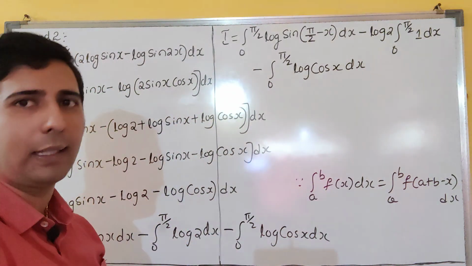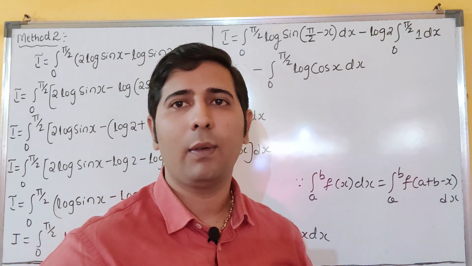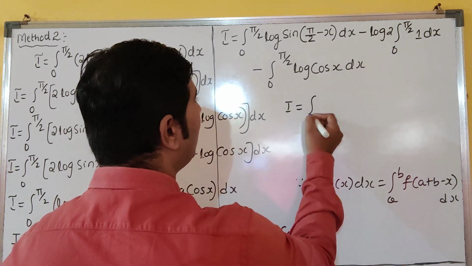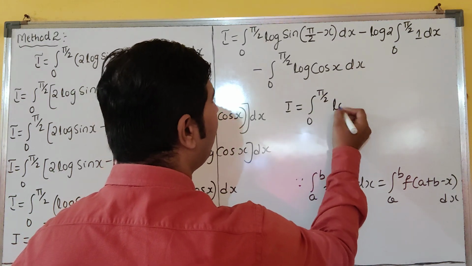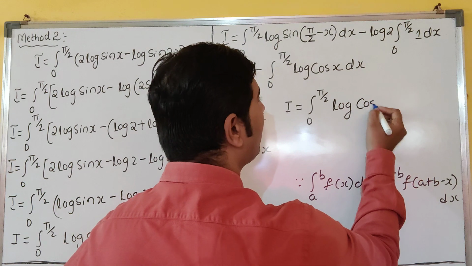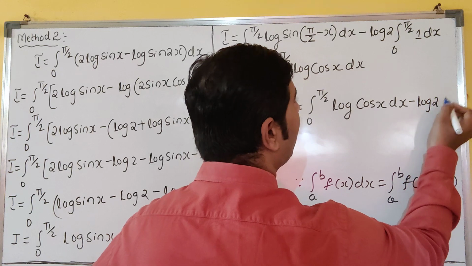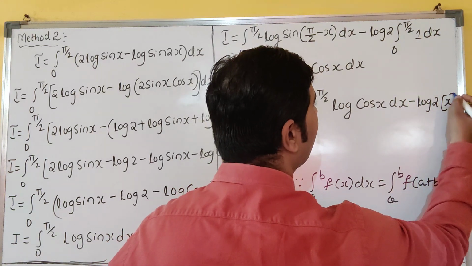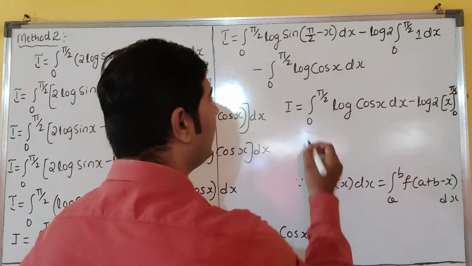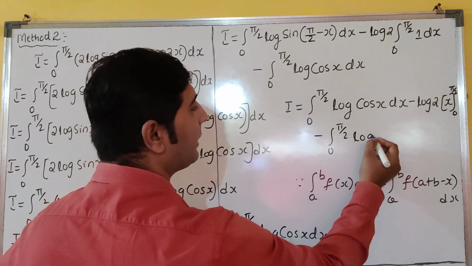Many of the students will ask, sir, you have not applied any Queen formula, King formula. Purposely we have not applied. Why, you will understand in the upcoming step. So I is equal to integral 0 to pi by 2 log sin(90 minus x), and sin(90 minus x) is what? cos x, dear students. So log cos x dx, minus log 2 as is. Integration of 1 is x, and the intervals are 0 to pi by 2, so pi by 2 minus 0, minus integral 0 to pi by 2 log cos x.